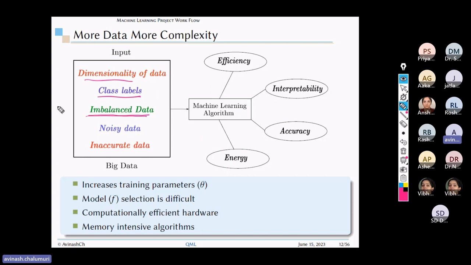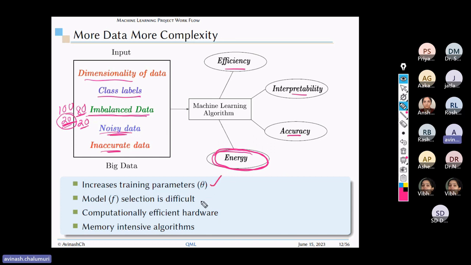Say, for example, when we consider bank defaulters, out of 100 there will be some 20 cases of defaults, if not even fewer. So you have very imbalanced data for non-default cases and default cases: for non-default cases you have 80, and for default cases you have 20. You will also get some noisy data and inaccurate data. Then it challenges the efficiency of the machine learning algorithms, interpretability, accuracy, and if you are training your model for a long time, energy is also a concern.